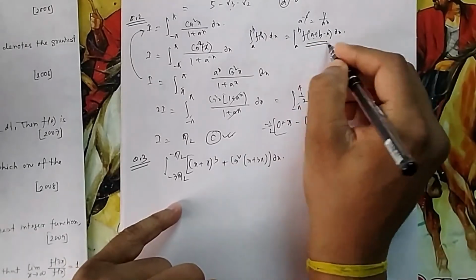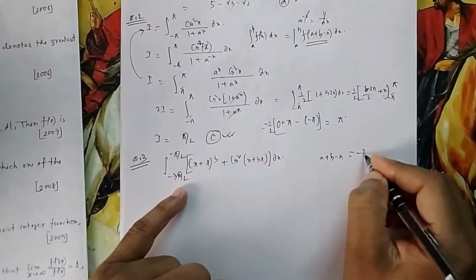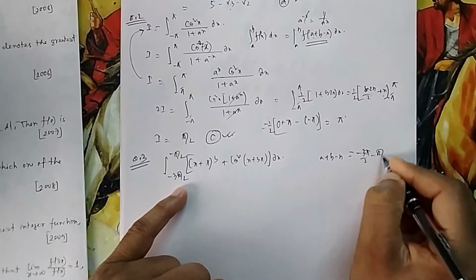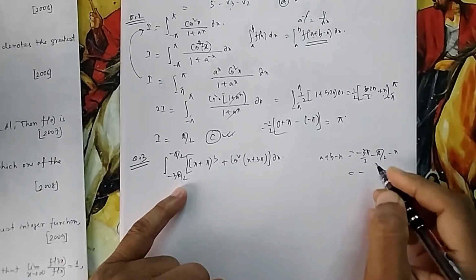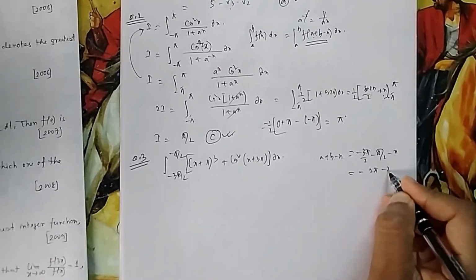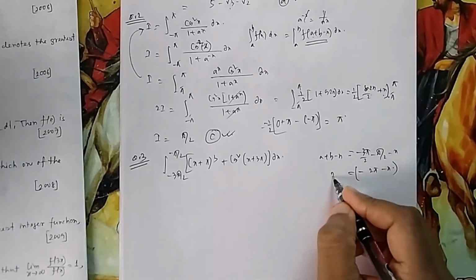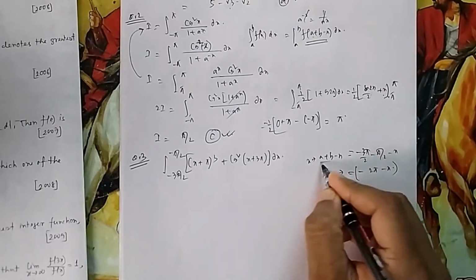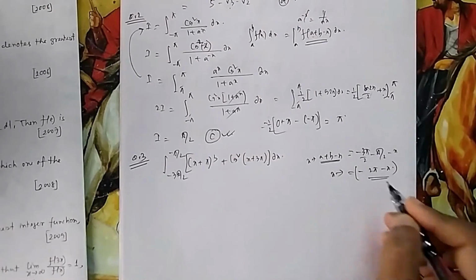Because we are applying the same king rule again. So it will be minus 3 pi by 2 minus pi by 2 minus x. So it will be minus 2 pi minus x. So we are applying this: instead of x, it is a plus b minus x. So instead of x, we will be doing this one.